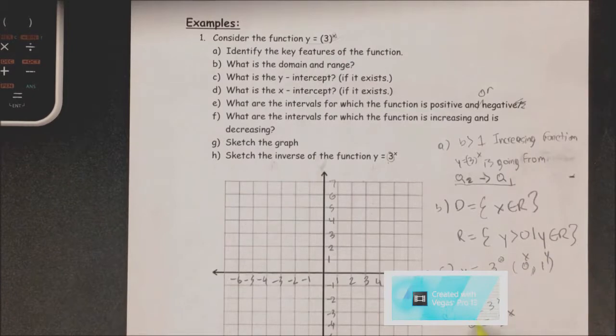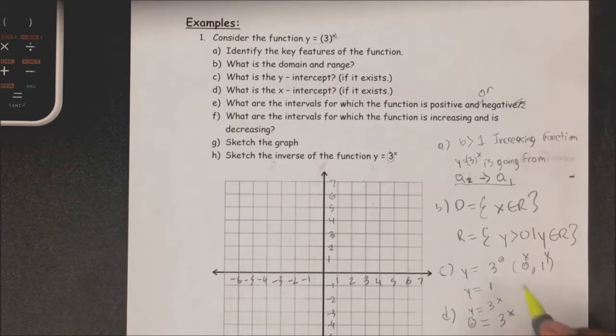And when you make y 0, there's no x input that you can get to make this 0. So anything you input as x won't make this equal 0. So that means there is no x-intercept.